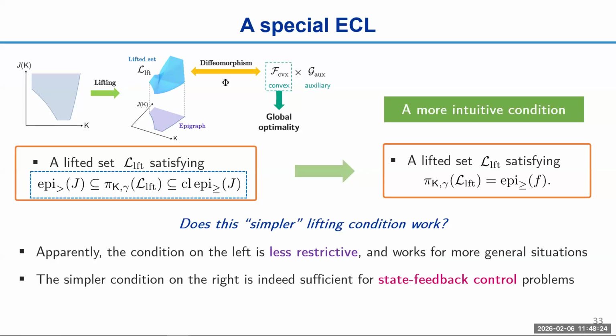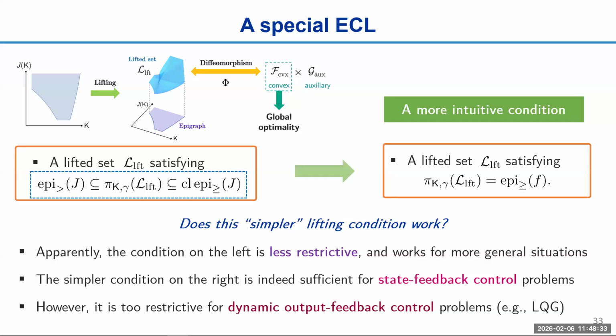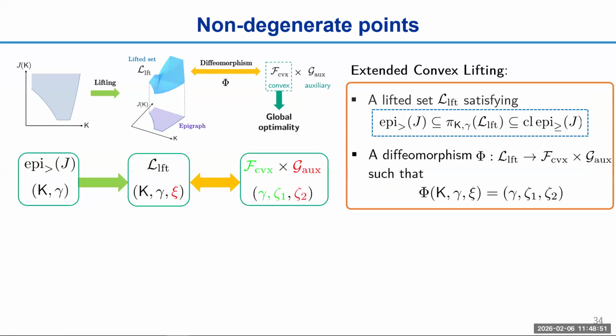If you use this condition, you can prove this is okay for state feedback control problems. But this will be too restrictive for dynamic output feedback control, because you cannot find a common reformulation satisfying this. So you may only be able to find a common reformulation satisfying this one. And this is a bit subtle in control systems.